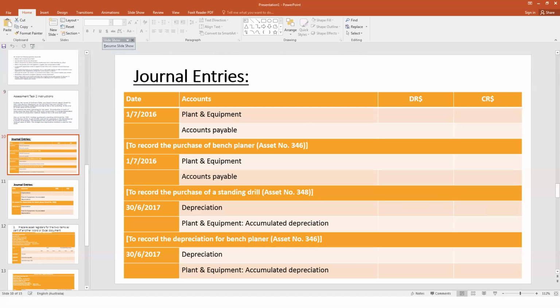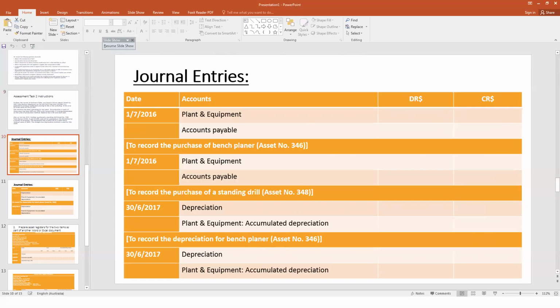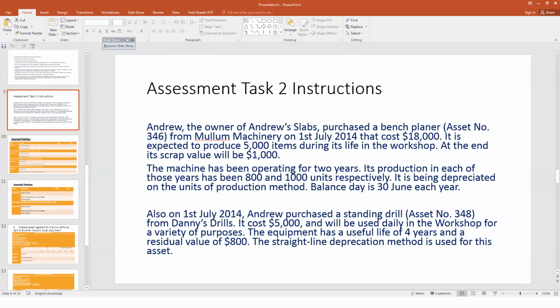So you are getting equipment, so that's why this should be debit, and you have to pay the money to the supplier. The supplier name is Mullen Machinery. So we say in accounting that it's accounts payable. So that's why it should be credit. So this is the transaction for asset number 346. 346 was a bench planner.